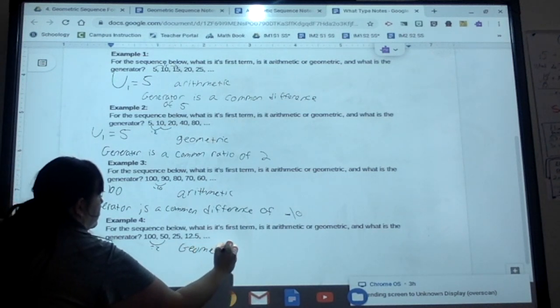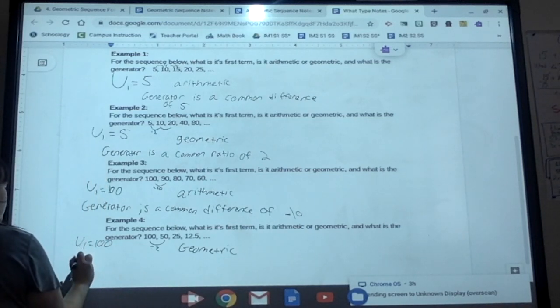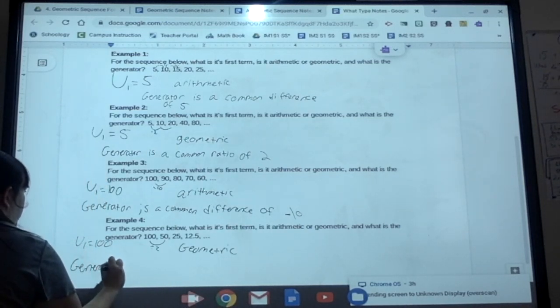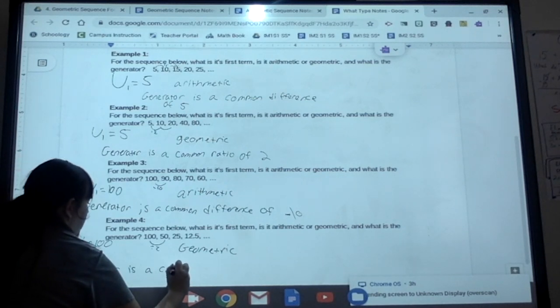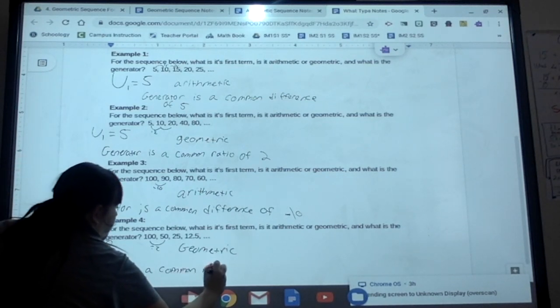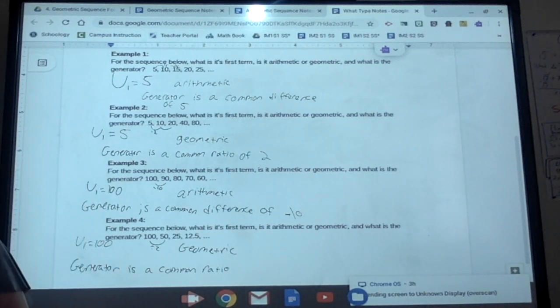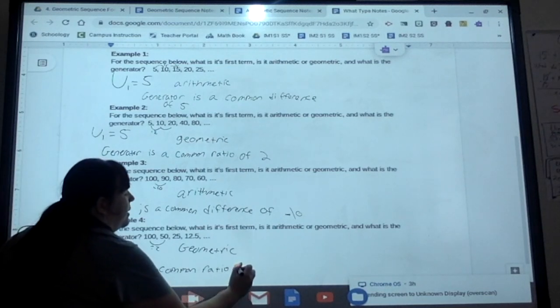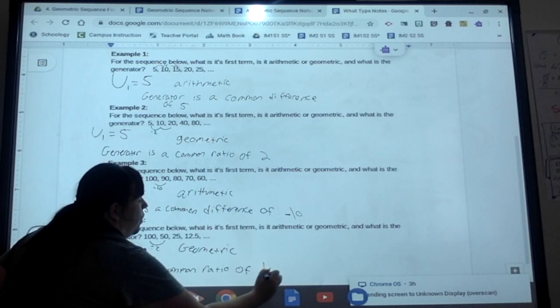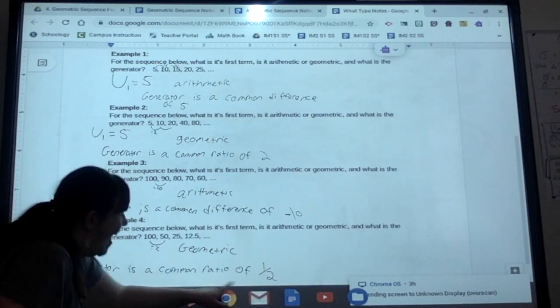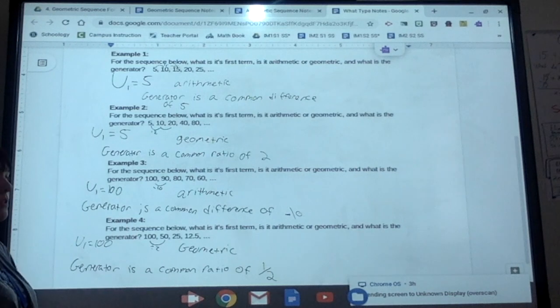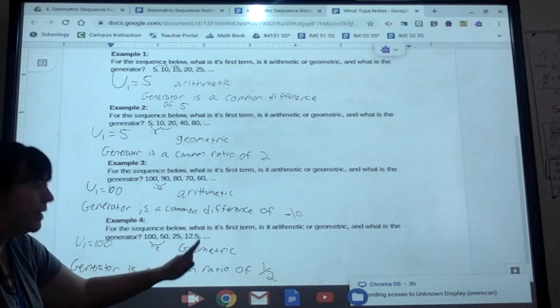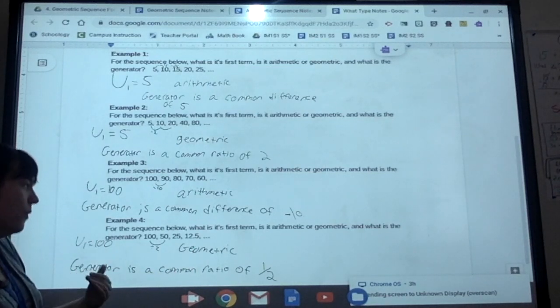Because we're dividing, the generator is a common ratio, we use the word ratio because it's geometric, of, and if I'm dividing by 2, how I write that as something you're multiplying by is, you always write divided by 2 as a fraction, 1 over 2. So multiplying by 1/2 is the same thing as dividing by 2. So if your generator is dividing by 3, you say common ratio of 1 over 3. Or if it's divided by 4, then it's 1 over 4, and so on and so forth.